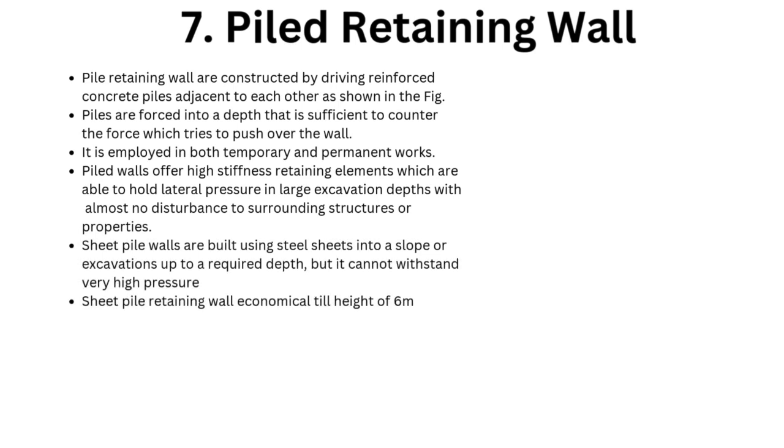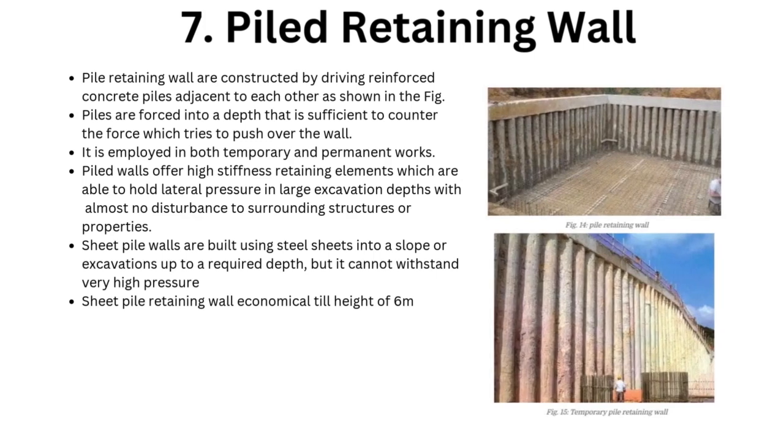7. Piled retaining wall. Pile retaining walls are constructed by driving reinforced concrete piles adjacent to each other as shown in Fig 15 and 16. Piles are forced into a depth that is sufficient to counter the force which tries to push over the wall. It is employed in both temporary and permanent works. Piled walls offer high stiffness retaining elements which are able to hold lateral pressure in large excavation depths with almost no disturbance to surrounding structures or properties.